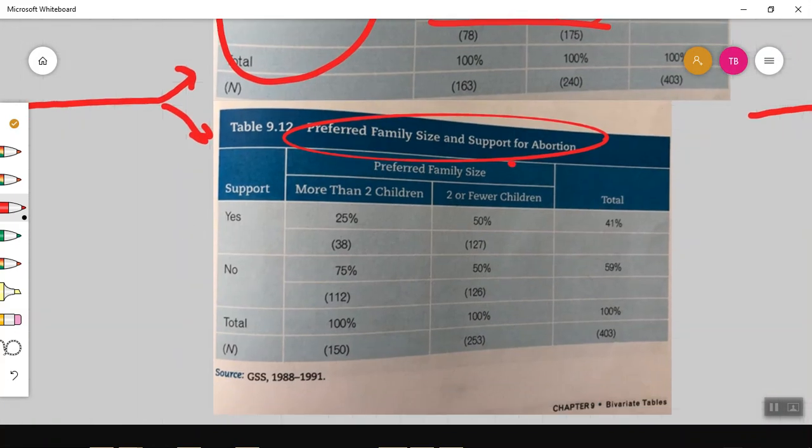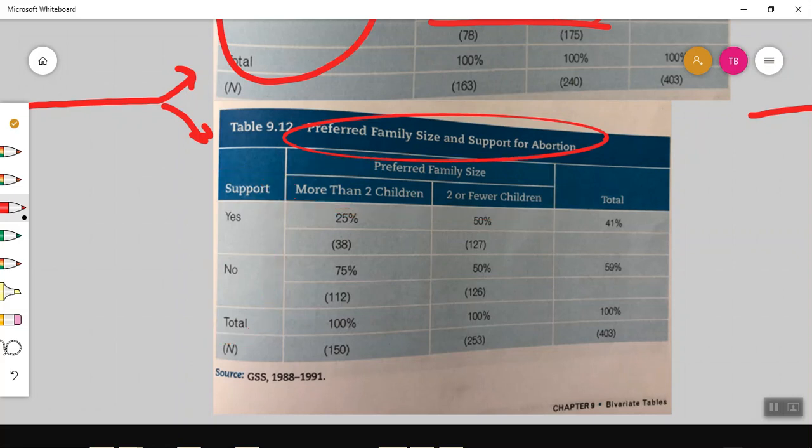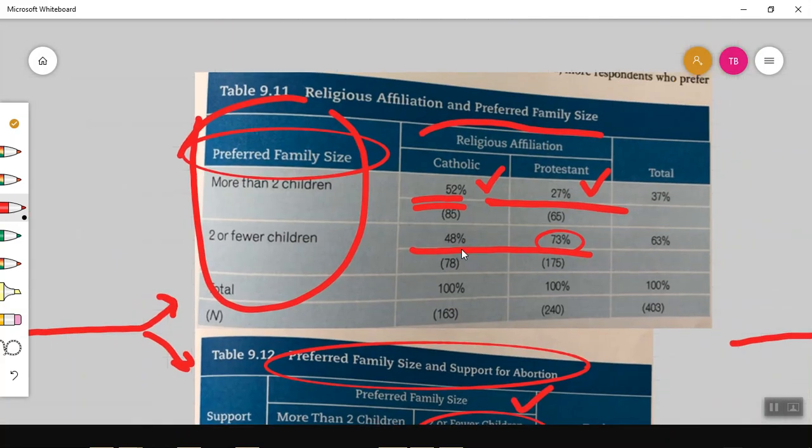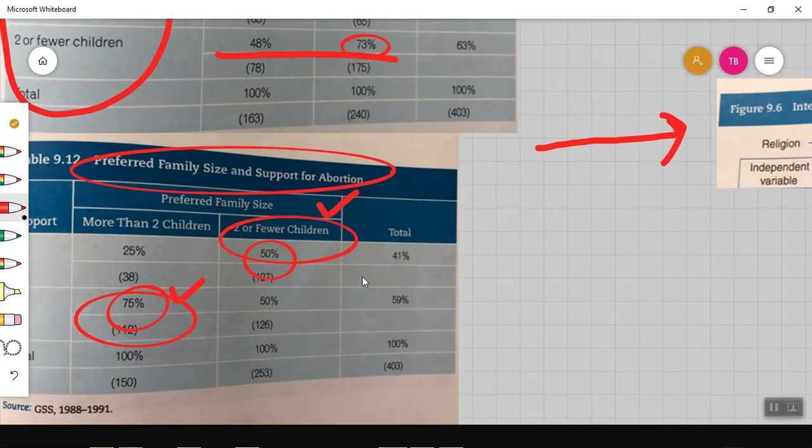What if they were to take preferred family size, not talking about religion, but whether people who support large families tend to support abortion? You start to see that people who support abortion also tend to support smaller families, say two or fewer children, whereas people who have more than two children don't support abortion. So 50 versus 75%. Meaning that it seems like not only, from the first chart, do Catholics tend to support larger families, but no matter what religion you are, people who want more kids tend to be less supportive of abortion. Okay, so let's put this together.